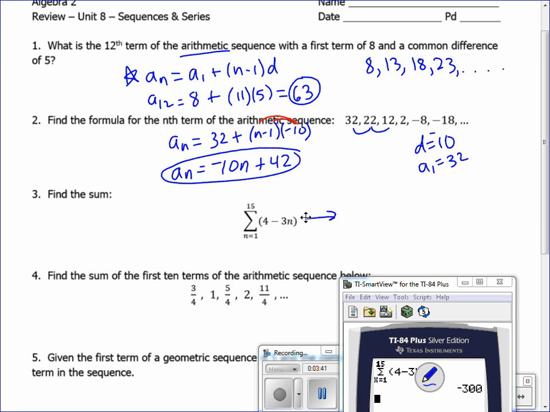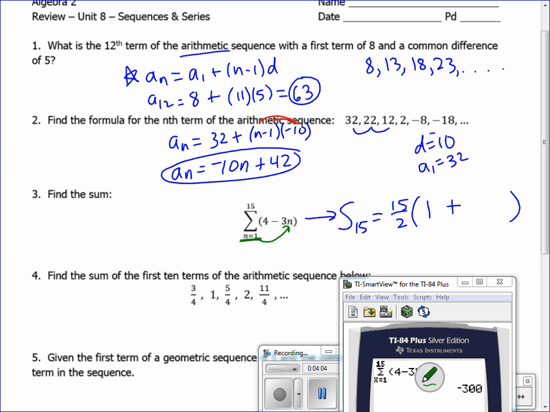This is a summation, so I want the sum of 15 things. My formula says to do n over 2, so 15 over 2. And then it says a1 plus an on the last page. So a1 is the first term, which is when I plug in the first number you're telling me to plug in. So I plug a 1 right there. 4 minus 3 times 1 would be 1. Plus the last term.